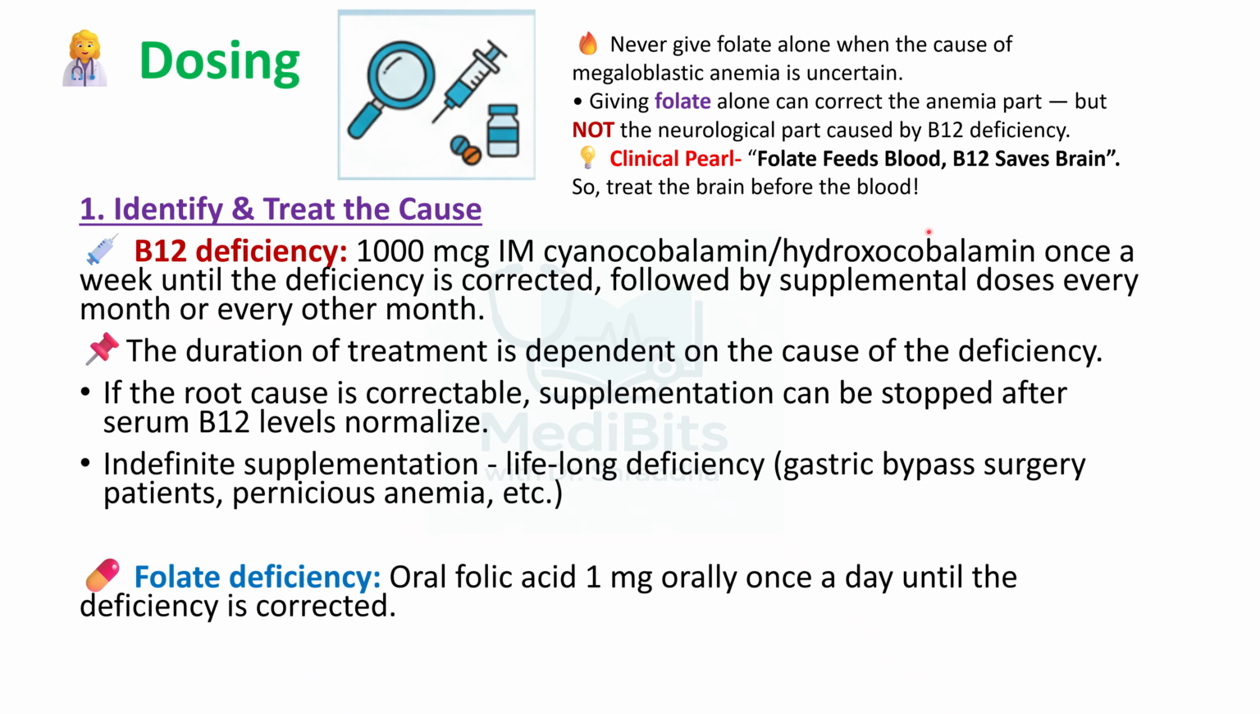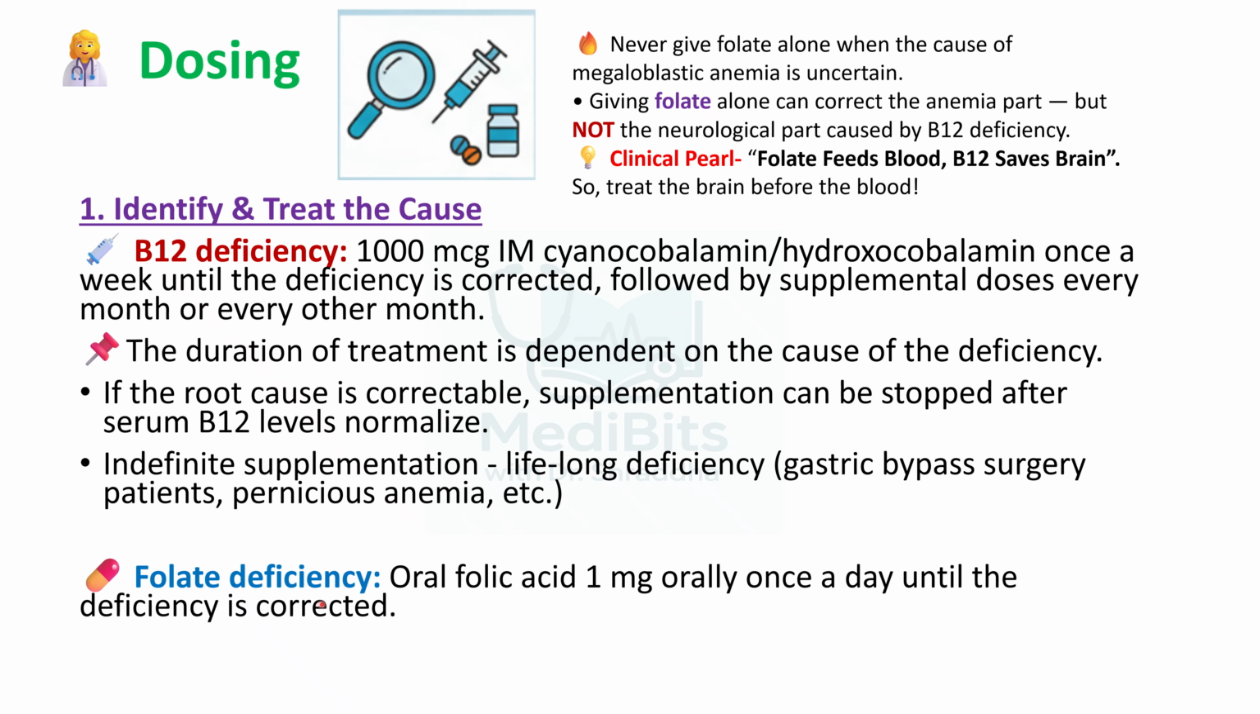Now there is an important clinical tip. Never give folate alone when the cause of megaloblastic anemia is uncertain. Folate can improve anemia, but it won't fix the neurological damage caused by B12 deficiency. That is why we say folate feeds blood, but B12 saves brain. So always treat the brain before the blood.